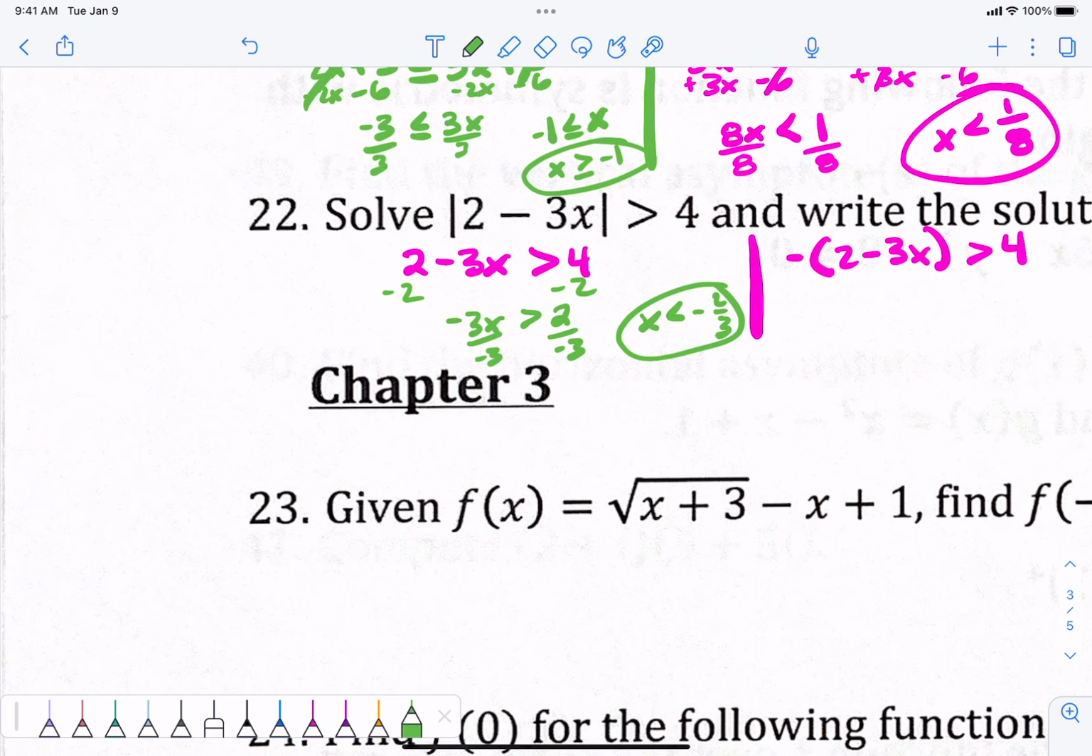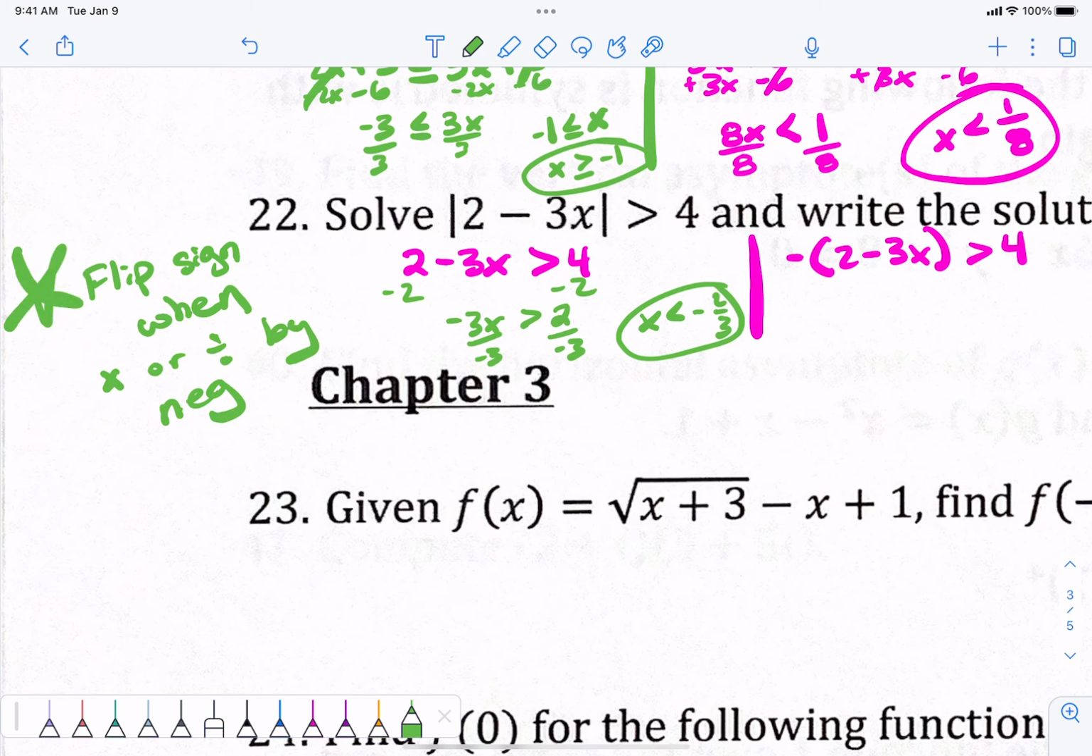You're going so fast. Is that interval? Oh no. I hate interval notation. Flip the sign when you multiply or divide by a negative.